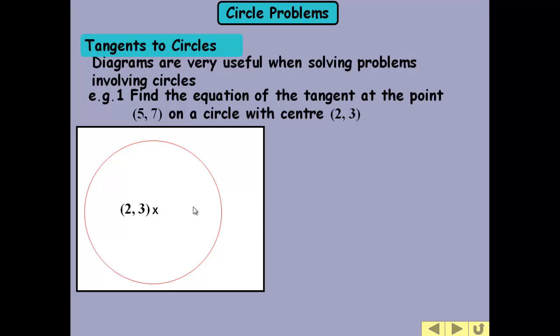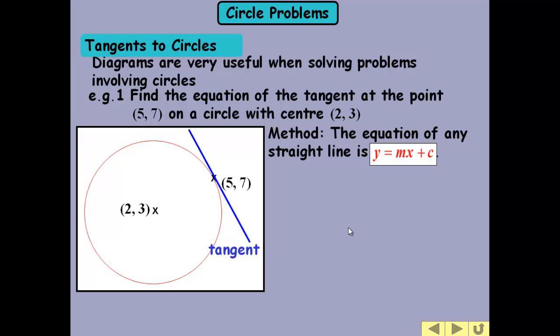5 and 7 is bigger than 3, isn't it? So up there somewhere. So anywhere there. Give you a rough idea. So the tangent will look like that. And that instantly gives us quite a lot of information. We can see the gradient's negative, because as we move in a positive x direction, the line's going down, isn't it? The y value is getting smaller. So it's a straight line. We need the gradient.